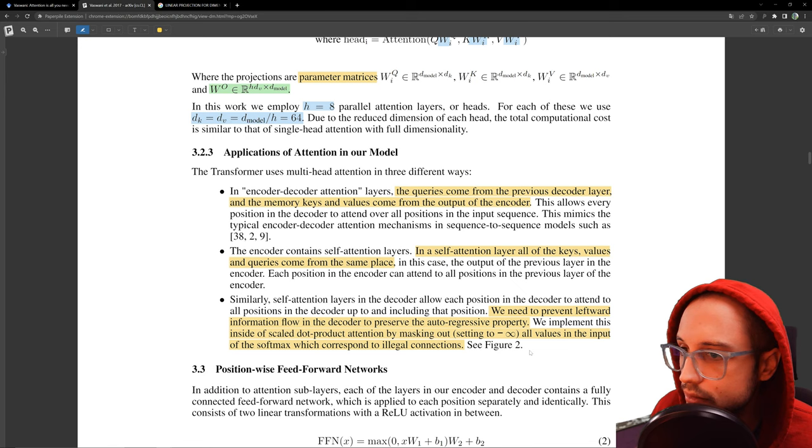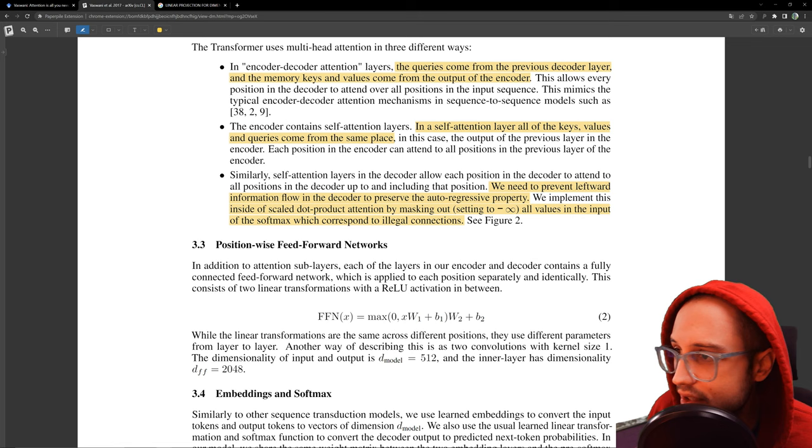Okay, position-wise feed-forward networks. In addition to the sublayers, each of the layers in our encoder and decoder contains a fully connected feed-forward network, which is applied to each position separately and identically. This consists of two linear transformations with a ReLU activation in between. So the feed-forward network of x is, this is a ReLU here.